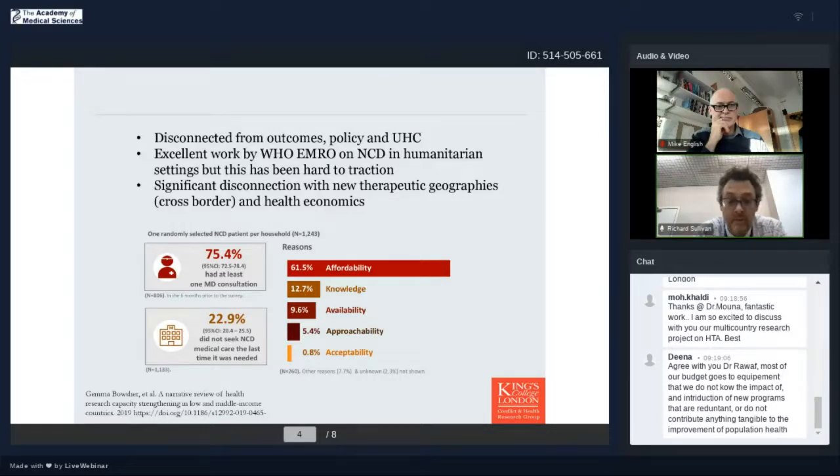And just to say, in terms of affordability when it comes to NCDs, nearly all data from the region, irrespective of what grounding we're looking at, says that affordability in terms of accessing care for non-communicable diseases, be this diabetes, cancer, or whatever, is one of the most serious issues and barriers for patients and their families.